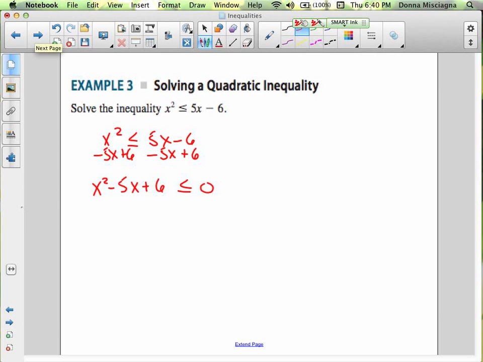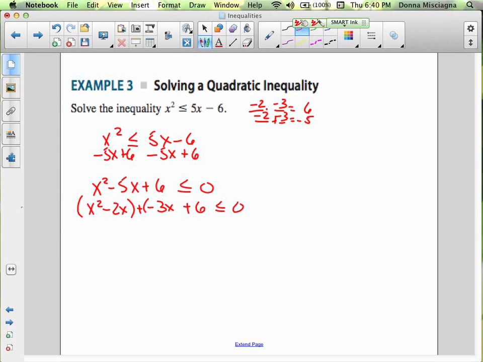So now we can factor. You can use factor by grouping, or maybe you recognize the factors. Just in case, I'll do factor by grouping. 1 times 6 is 6. We need two numbers that multiply to give us 6, but add to give us the b term of negative 5. It's going to be negative 2 and negative 3. So that'll be x squared minus 2x plus negative 3x plus 6, less than or equal to 0.